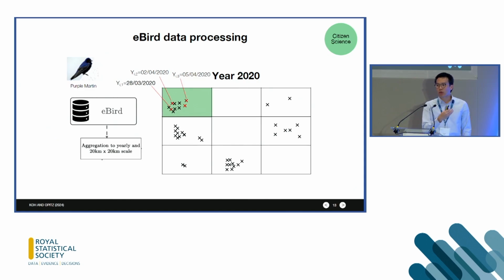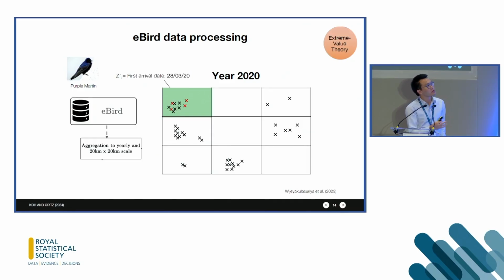Remember, it also records the date on which he performs the checklist and he spotted the bird. So each one of these 4 purple martin spottings also had a corresponding arrival date to it. What we do now is we take the minimum in that pixel year, and we can consolidate that into something we call Z prime I, which is just the first arrival date in that pixel year. So in this case, it would be the 28th of March, 2020.